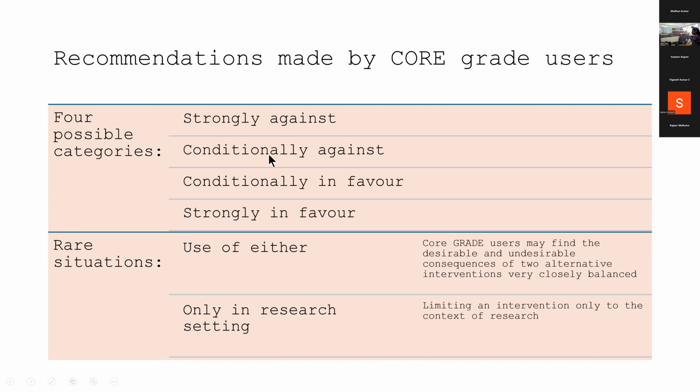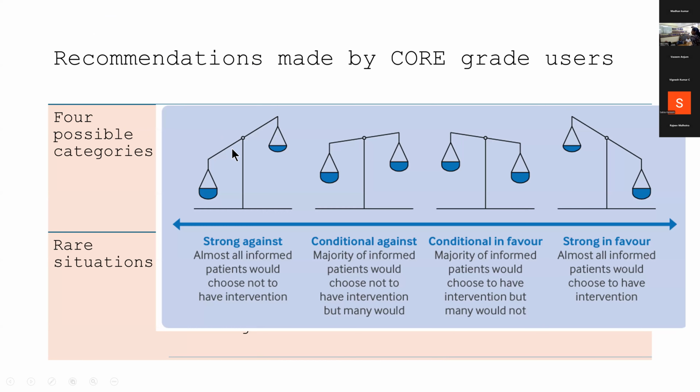If you look at what kind of recommendations they make, there are only 4 categories. They recommend strongly against, conditionally against, conditionally in favor, or strongly in favor of a recommendation. Very rarely, they might recommend use of either, and sometimes they might say only in a research setting, but these two are very rare situations. If you find that your harms are way more than your benefits, you will recommend against. If you find your benefits much more than the harms, you will recommend for an intervention. When you find that the magnitude is not so different, you would give a conditional recommendation. Another way to look at it is, if there are a lot of well-informed patients sitting in the audience, how many of them would recommend for an intervention? How many of them wouldn't?